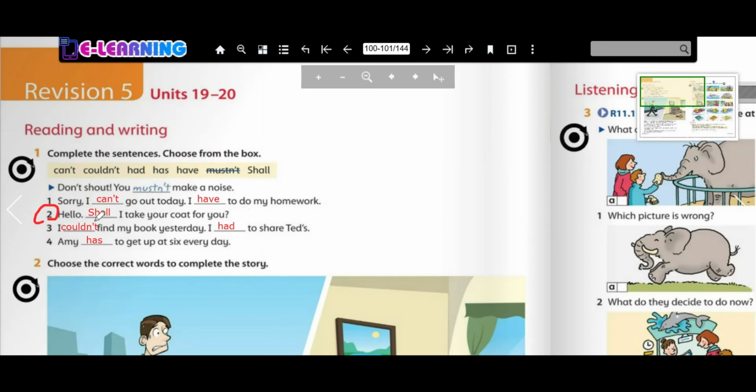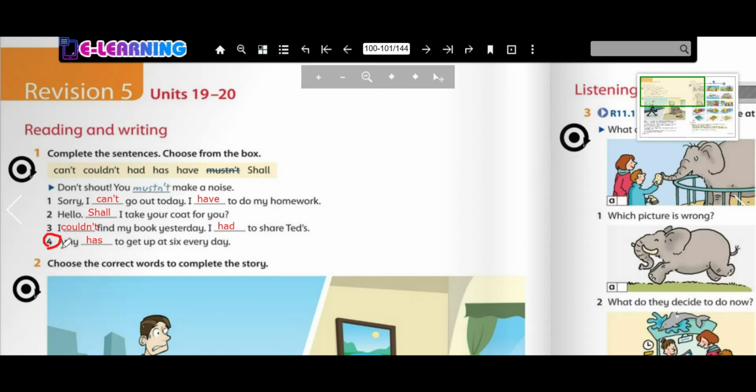And number 2: "Shall I take your coat for you?" So we use shall I to give offers. Okay, take your coat for you. Number 3, why do we use couldn't here? What do you see? We can see yesterday. It's in the past. It's the time in the past. That's why we use couldn't. All right, and had to verb.